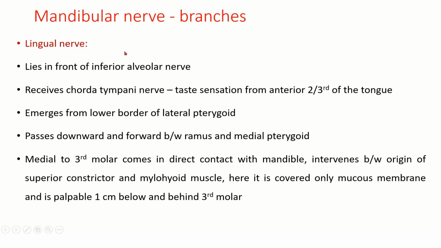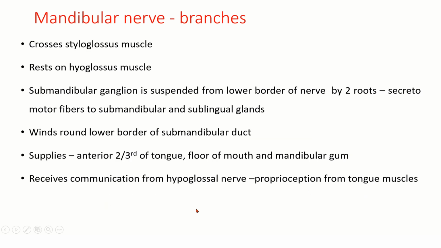So then lingual nerve, so it lies in front of the inferior alveolar nerve, receives chorda tympani nerve, which conveys taste sensation from anterior two-thirds of the tongue, emerges from lower border of lateral pterygoid, passes downward and forward between ramus and medial pterygoid, then medial to third molar, it comes in direct contact with the mandible, intervenes between origin of superior constrictor and mylohyoid muscle. Here it is covered only by the mucous membrane and is palpable 1 cm below and behind third molar.